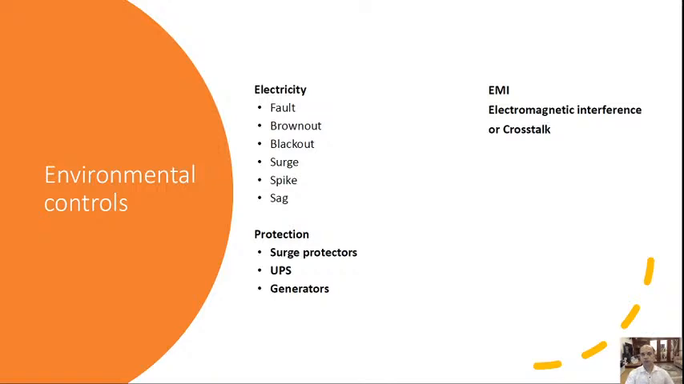these, like you can use surge protector, online UPS, generators, and finally the other things like EMI, electromagnetic interference, or crosstalk. So these are the important topics which you need to understand in environmental controls.